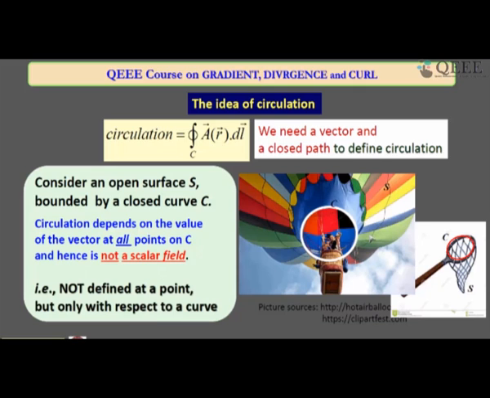Now the circulation depends on the vector field and all the points on the curve. Circulation can be defined with respect to this curve. So there is a vector field, at every point there is a vector, and we evaluate it over this circle. So it is not defined at a point. The circulation is not defined at any fixed point, but we need a curve. Only with respect to a curve we can define it.